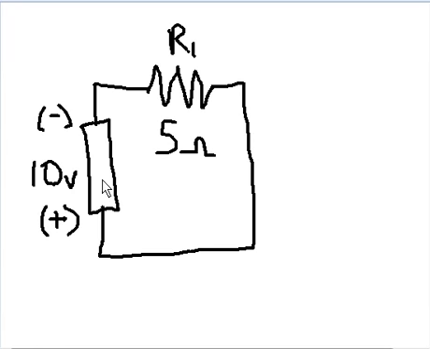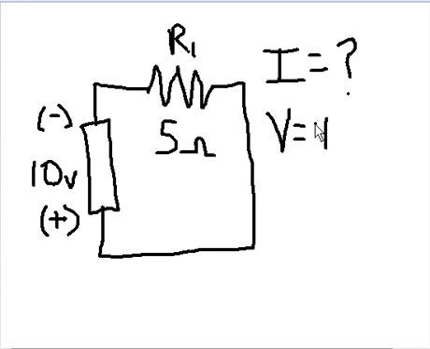I know the voltage, it's 10 volts. But I don't know what the current is. Current is labeled I. The current equals what? There's a formula we'll be using all the time. That's called Ohm's Law. V, voltage, equals I times R.